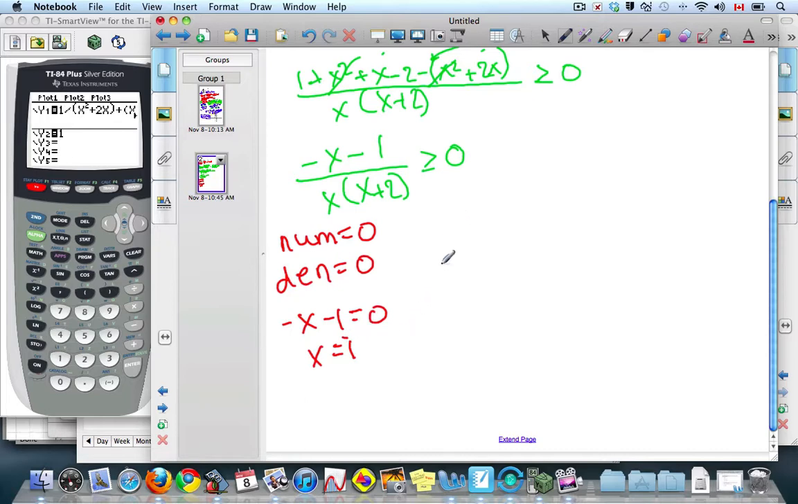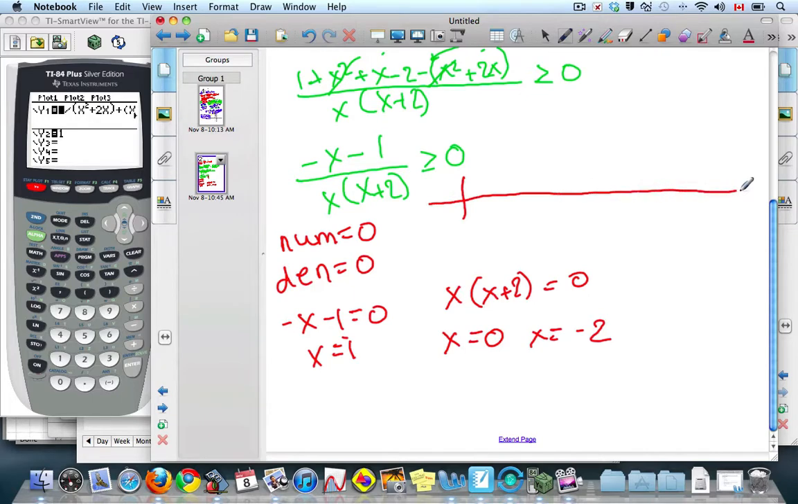Indeed, and that's our x-intercept. The top of the function is always equal to 0 there. Then we'll do the bottom function equal to 0. This is easy to see because it's in factored form. 0 or negative 2, which on the graph are our vertical asymptotes. So if we were to draw our sign chart here.